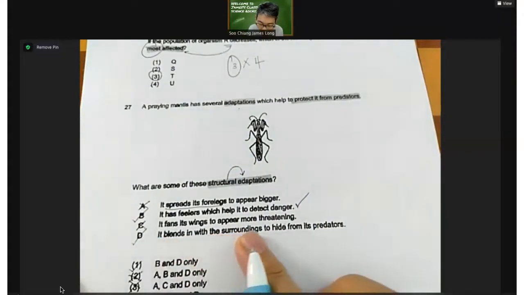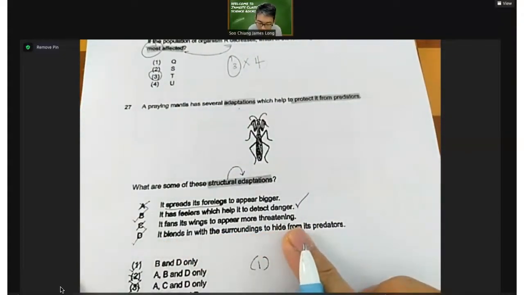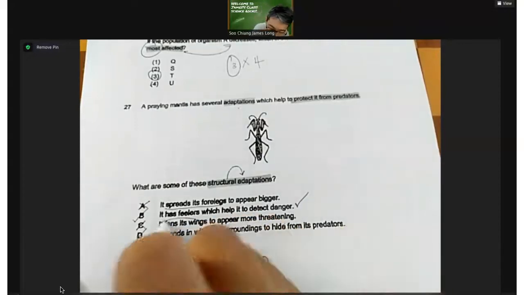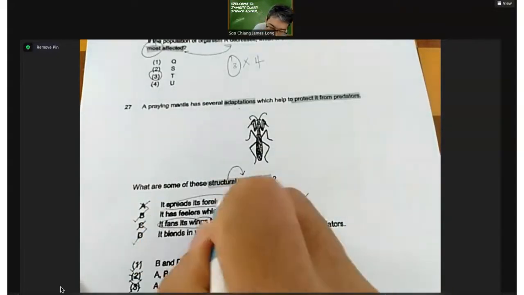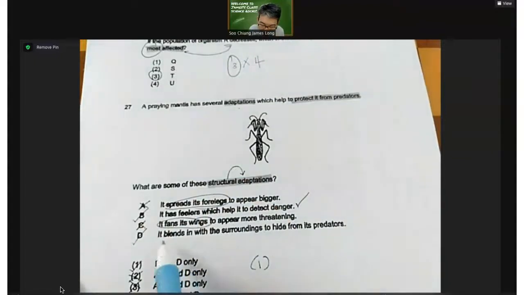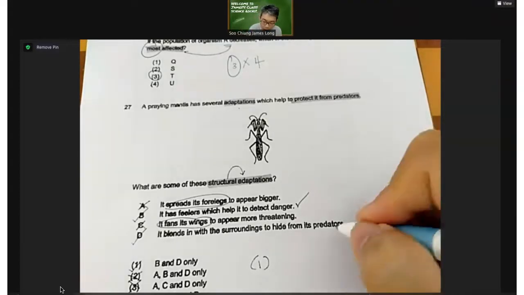It fans its wing to appear more threatening. Does it have wings? It fans its wing. This is a behavior. It spreads foreleg. This is a behavior. It blends in the surrounding to hide from predators. So blend in the surrounding, so its body must be of the same color or pattern as the surrounding. So D. Okay, so I agree with you. Answer is 1.